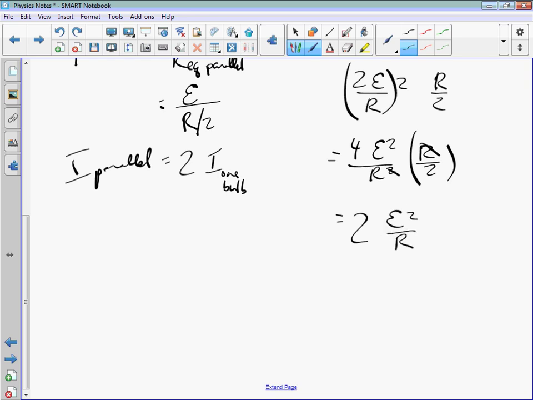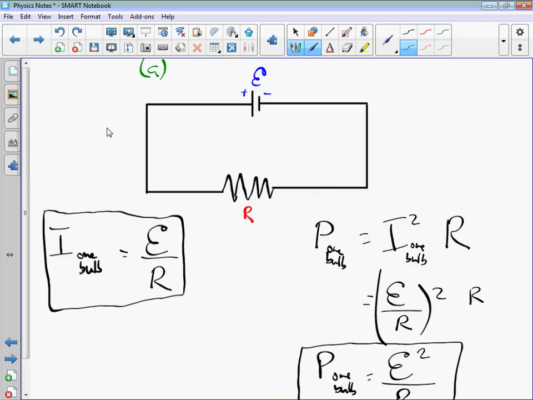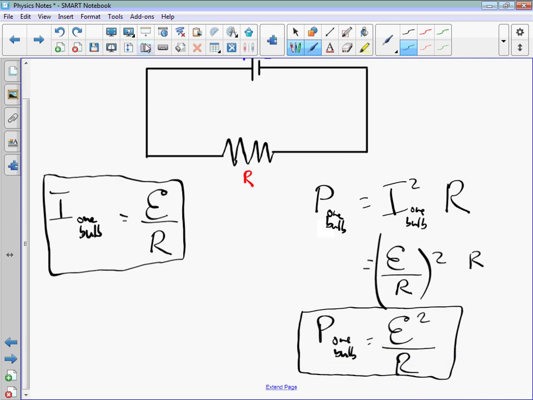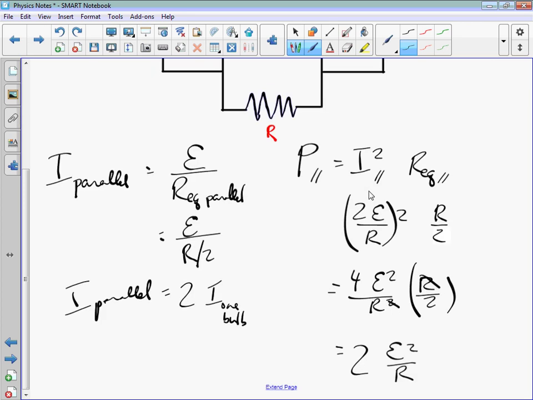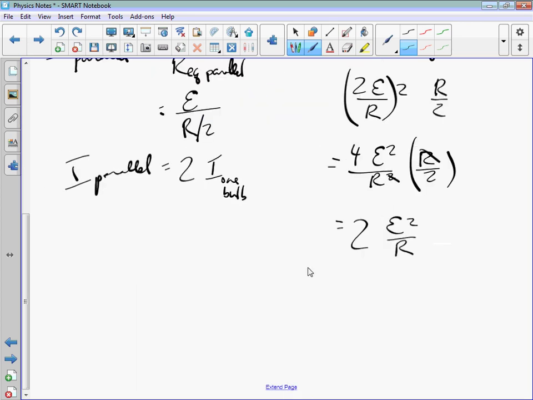I want to relate this back to the power of one bulb, which was E squared over R. Here I am at 2 E squared over R. So I am using 2 times the power of one bulb. That's a lot.